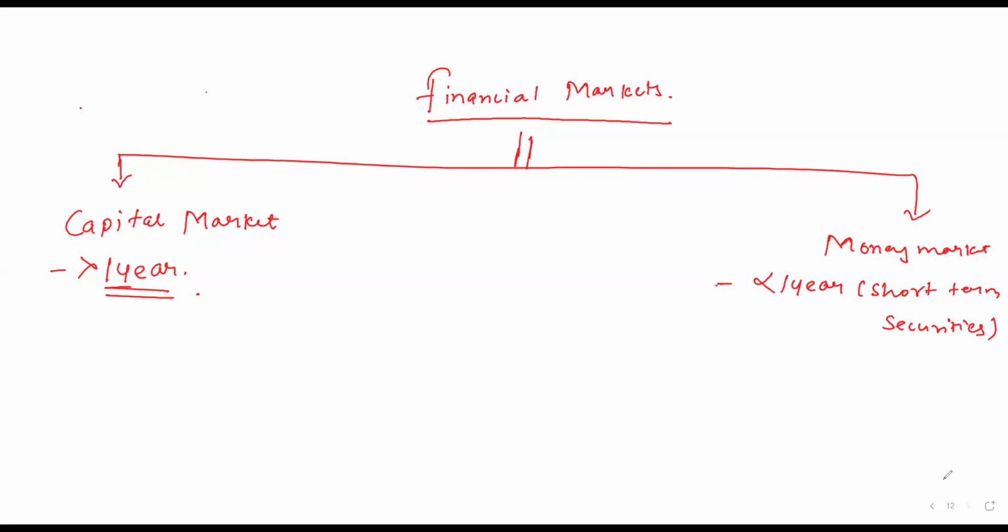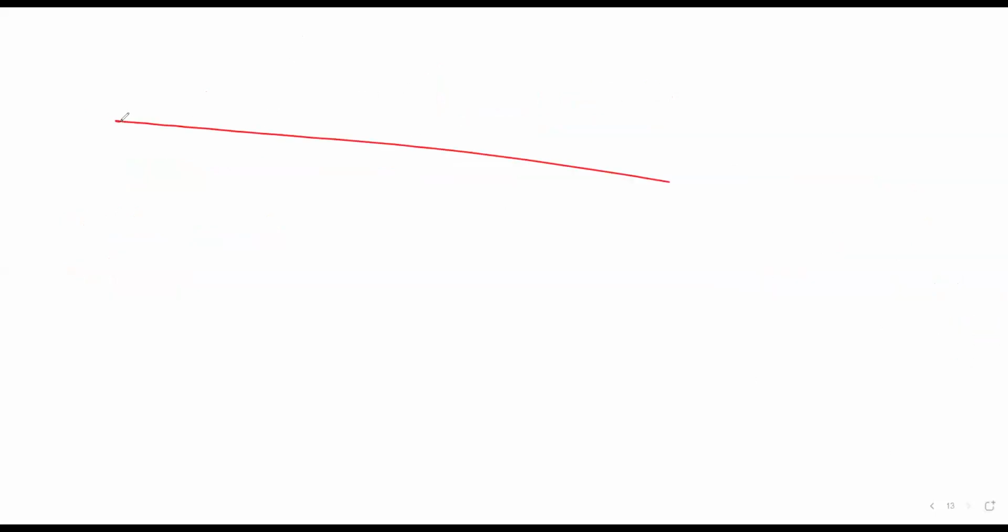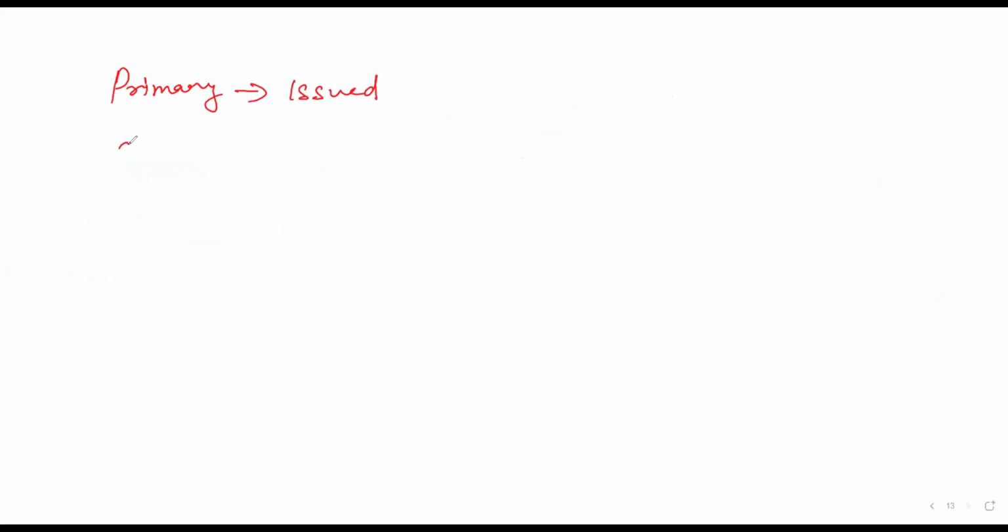On the other hand, I was saying something about types of financial market based on primary market or secondary market. Primary market is the market where the securities are issued for the first time. And secondary market is the market where the securities are traded. What I mean by that is if I am a corporate and I want to issue bonds for the first time, I will be issuing in primary market.